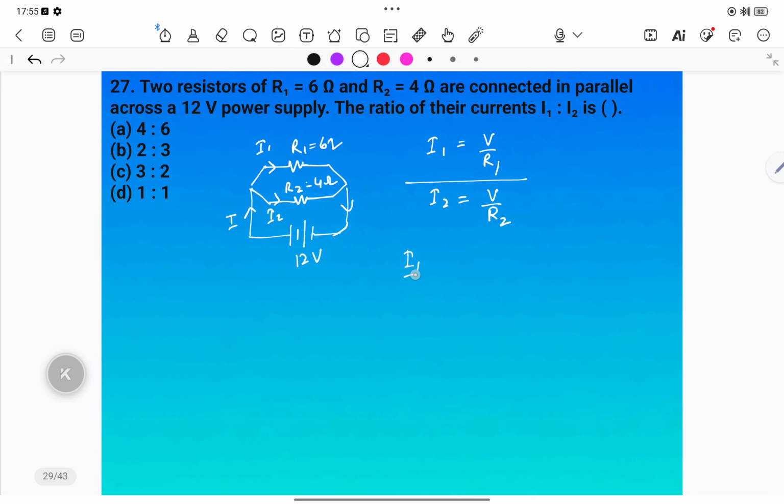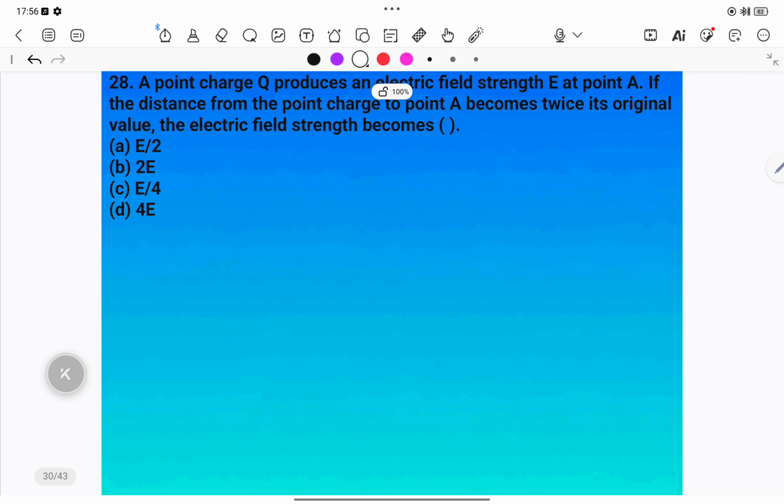So I1 by I2 will be equal to V, which gets cancelled, R2 by R1. R2 is given as 4 and R1 is given as 6. So it will become 2 by 3. So option B is correct.